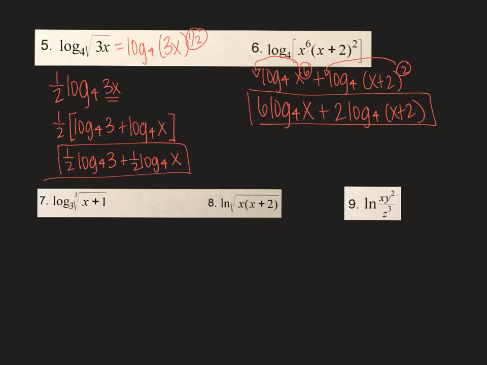So again, with number 7, we have a cubed root, so we don't want to leave it as a cubed root. We want to write it as an exponent. So we've got log base 3 of x plus 1. So we're going to bring that exponent out to the front and say 1/3 log base 3 of x plus 1.